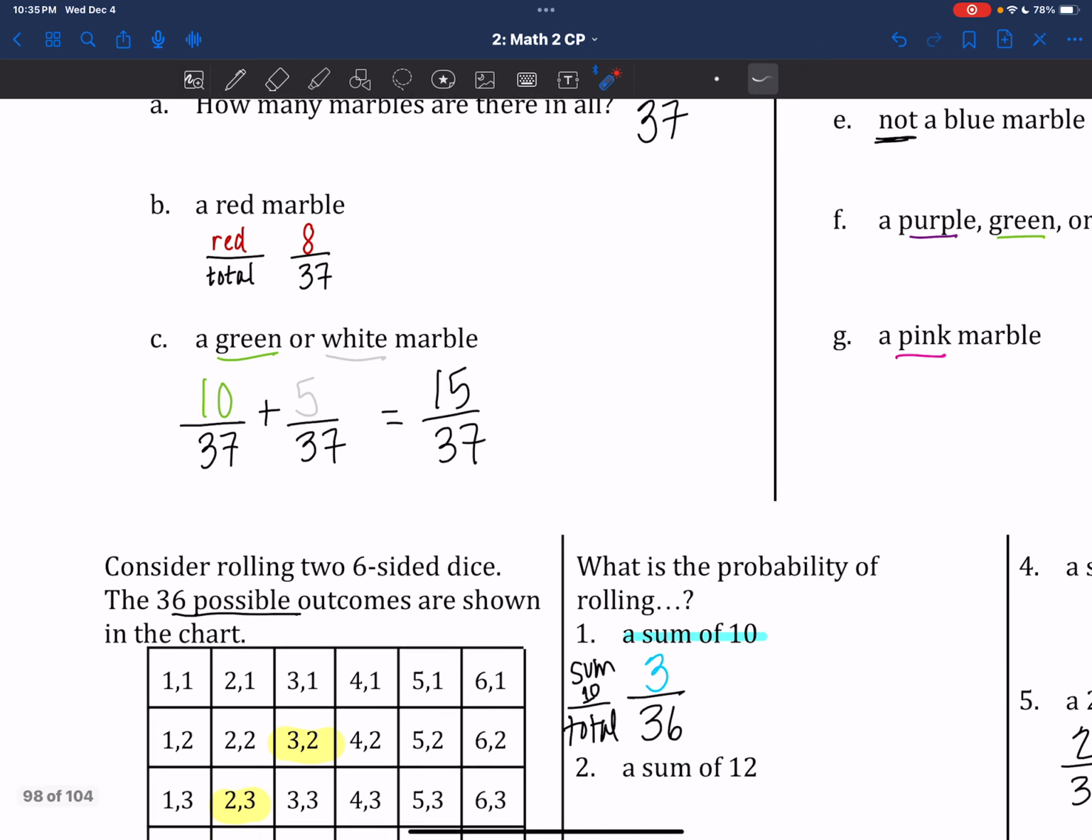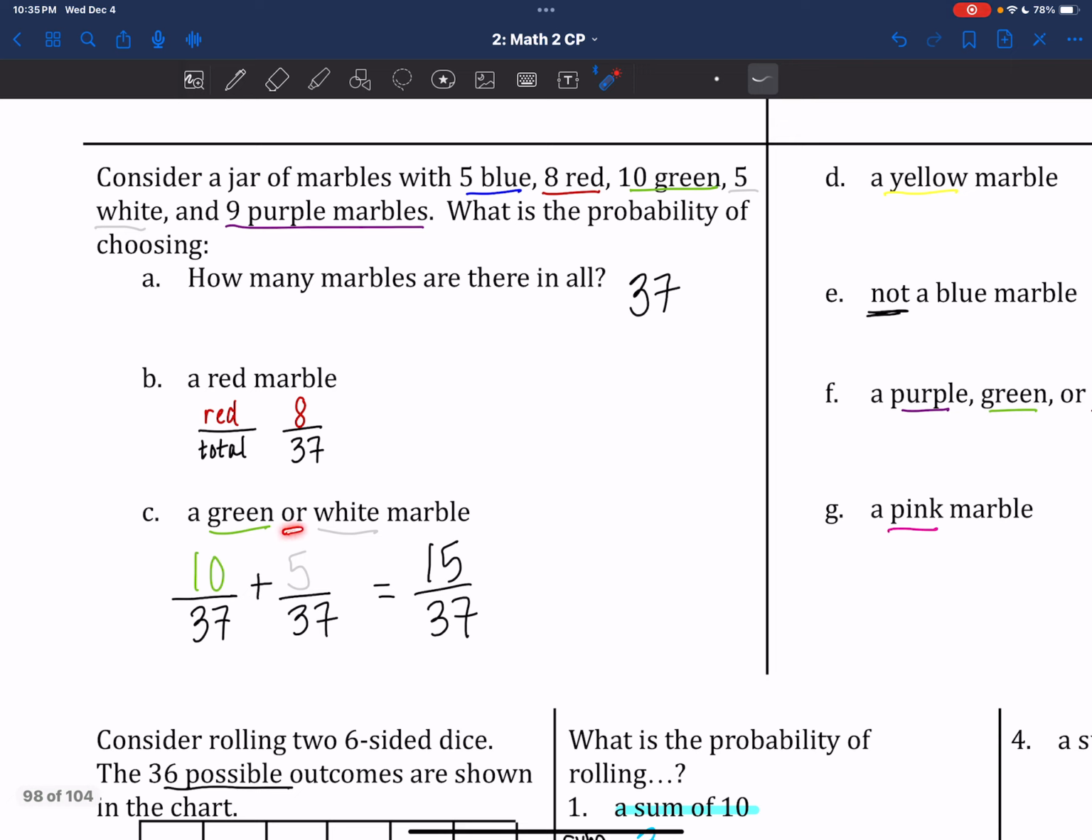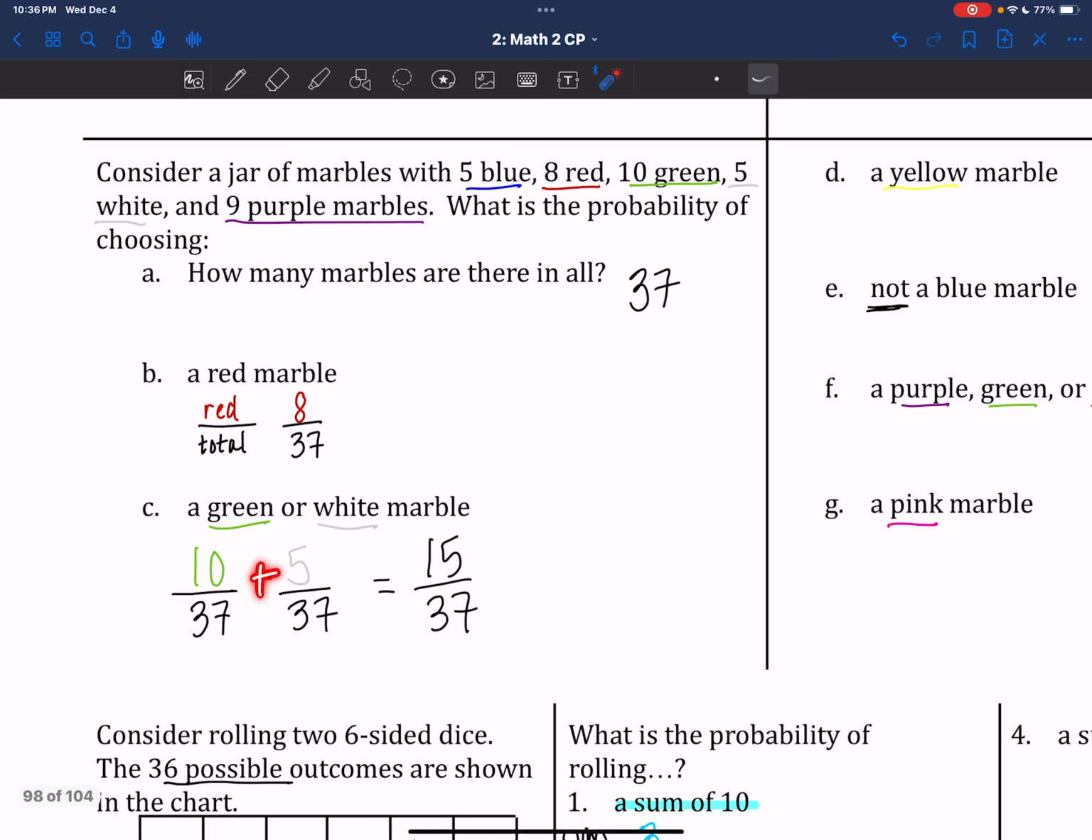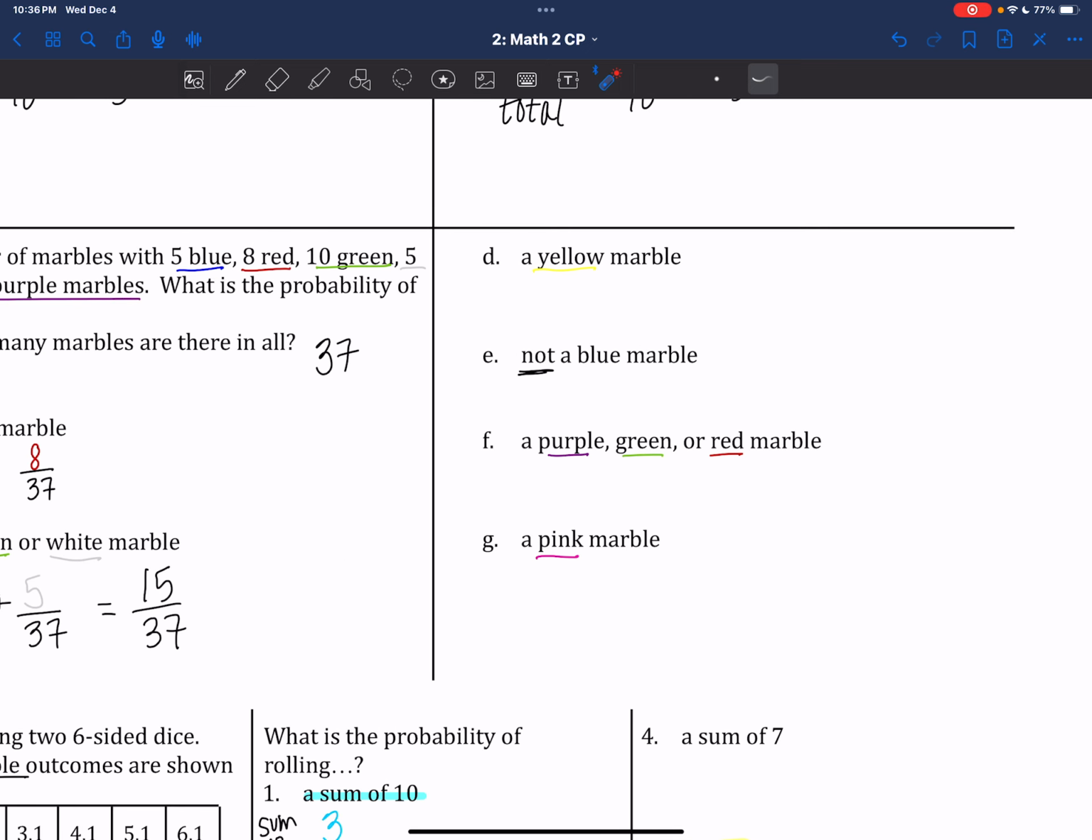So that's your options. Now, here it says a green or a white. So we have 10 green and 5 white. So to get a green, the probability would be 10 over 37. And to get a white, although it's kind of gray, I couldn't write white on this, would be 5 out of 37. So make sure you've got a common denominator, which we do because we have the same total. And you're going to add the 2 to get 15. So you have a 15 out of 37 chance of picking either a green or a white. So remember, you're going to add those. So what you're going to do is you're going to finish these.